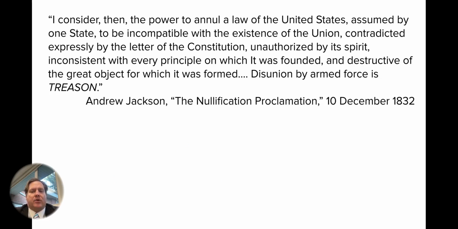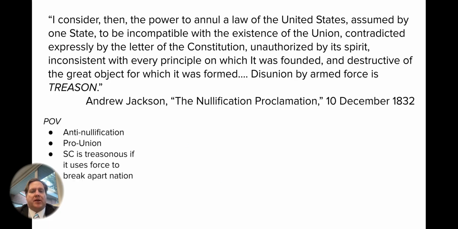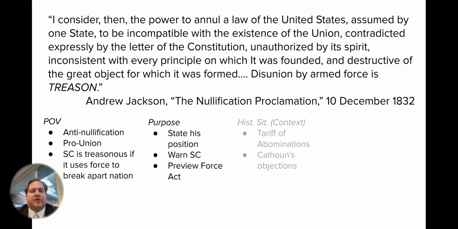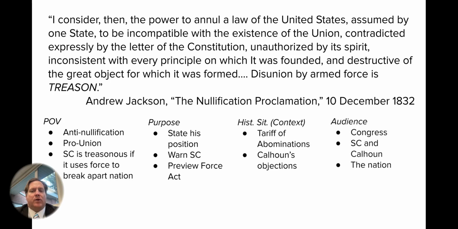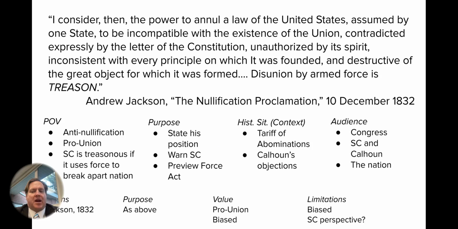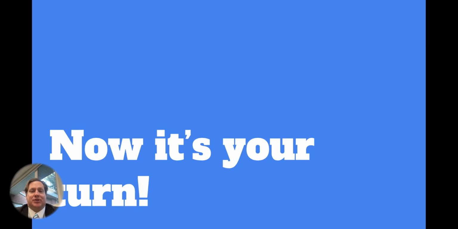So I'll read the source now, and then I'll start describing the point of view, the purpose, the historical situation, and the audience. And so after describing each of those, I can then also describe the origins, purpose, value, and limitations. Step three asks us to explain how and why these elements support our argument. Since I haven't been asked a question, I can't do that part yet. So we'll skip step three in this assignment. Next time, though, we'll have a practice question so we can give that third step a shot. So now it's your turn to practice. Good luck. Have a good time.